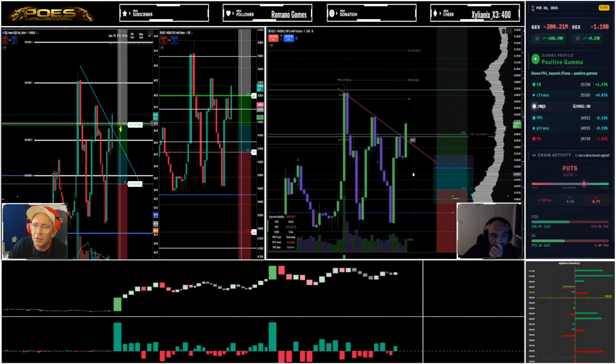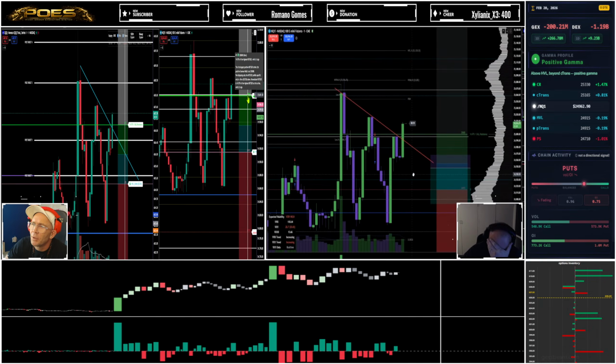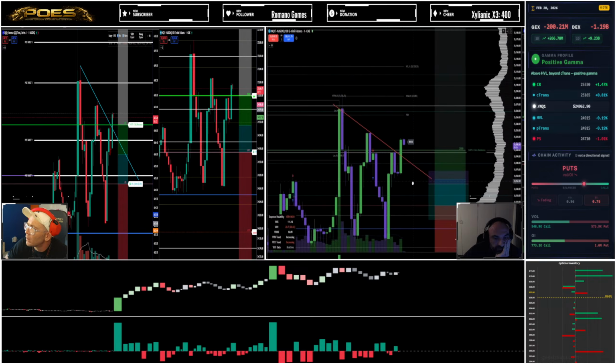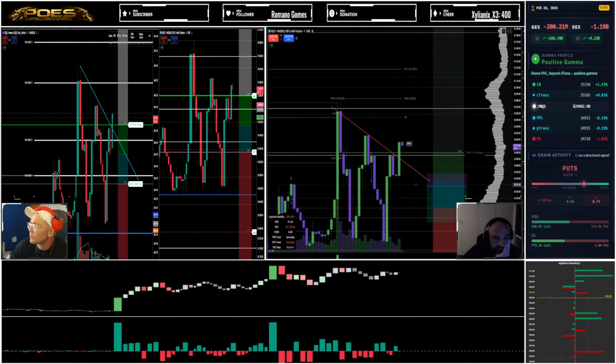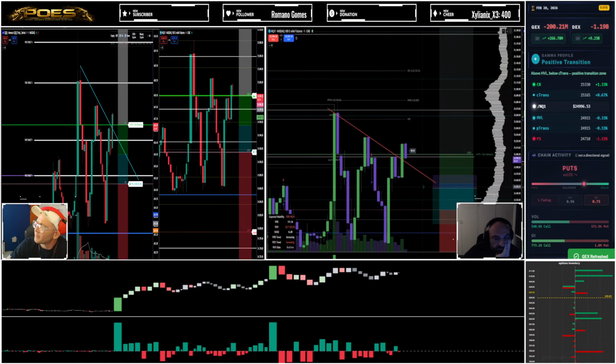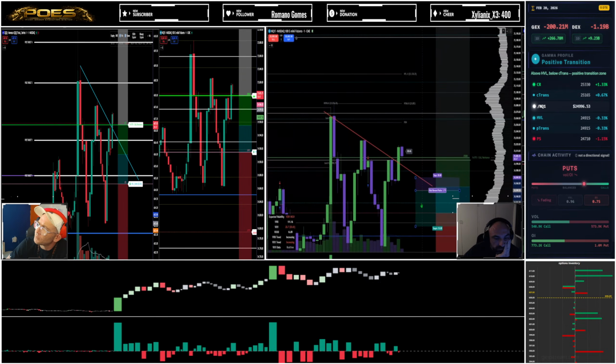Volume is now starting to confirm that breakout for me. Break above that trend line, 2500 long. Get it? $2,500. Let's see if we can pop up to the 40s.